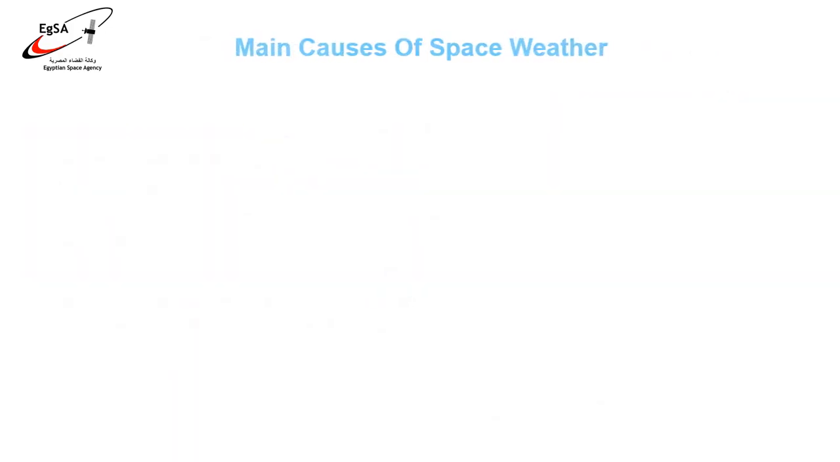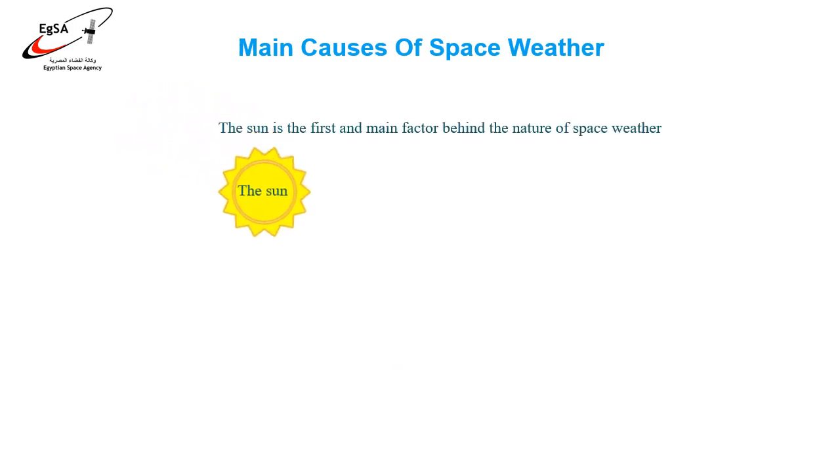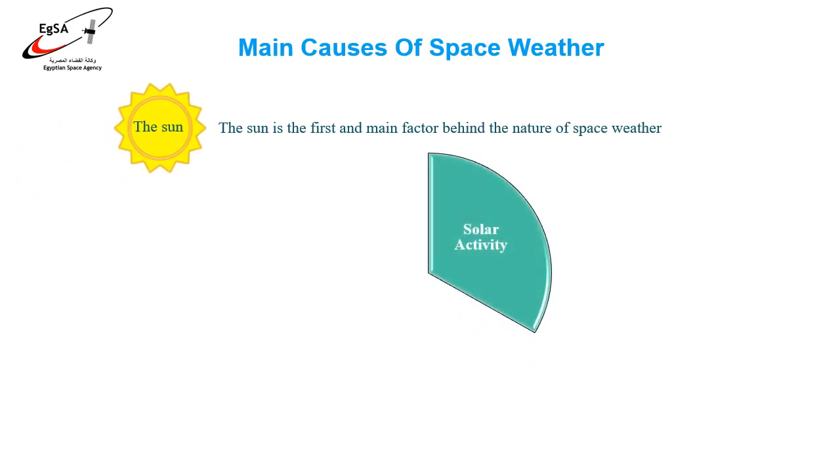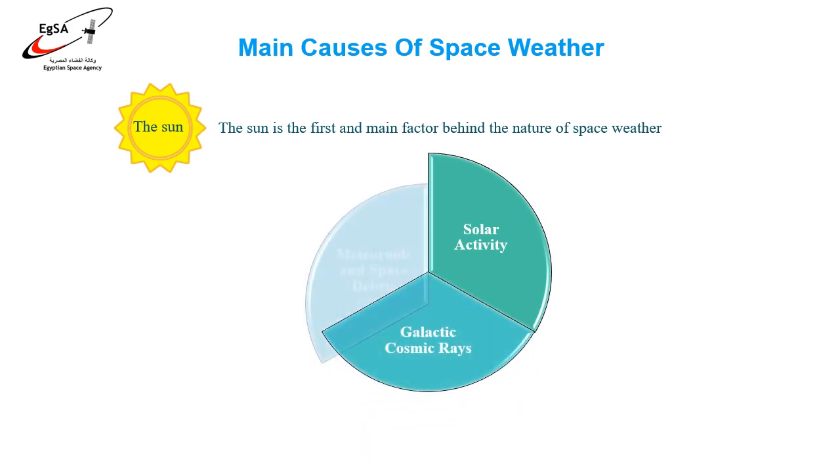There are three main factors that influence space weather. The Sun is the first and main factor behind the nature of space weather, so we must understand solar activities such as solar wind, solar flare, and CME. The second factor is galactic cosmic rays. The third factor is meteorites and space debris.